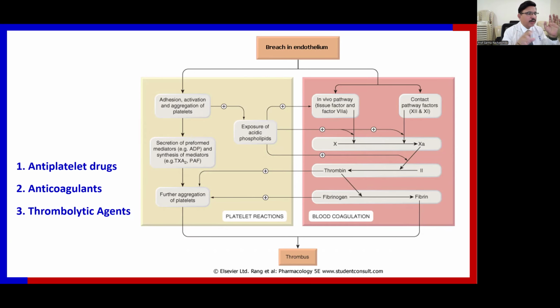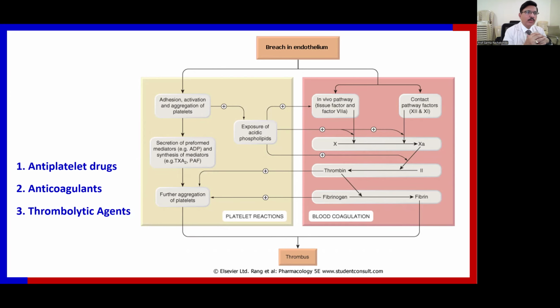This is in general, when there is a breach in the endothelium. Suppose you have a cut. Immediately after 5 minutes, you don't bleed. Why? Because there is a breach in the endothelium. It triggers platelet activation, platelet aggregation, adhesion, activation, aggregation, and that produces more platelets and all the chemokines. They produce the acid phospholipids. Acid phospholipids trigger the clotting factors. That is 12-10 becomes 10A, and then that 10A acts on the 2 to become 2A, and the 2A acts on 1 to become 1A, fibrinogen to fibrin, and the clot forms.